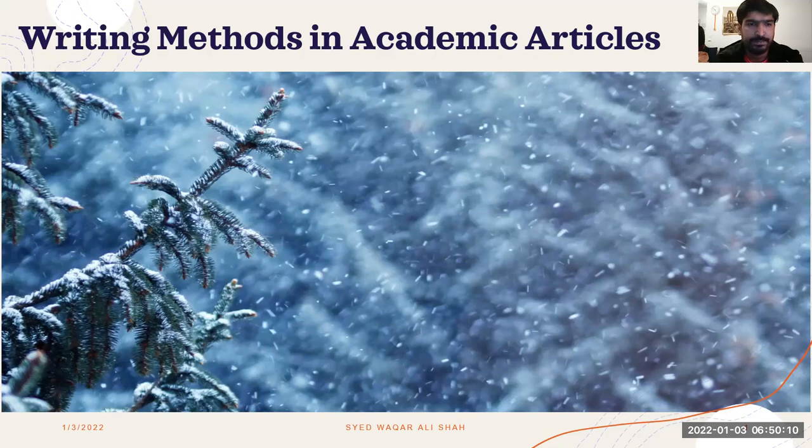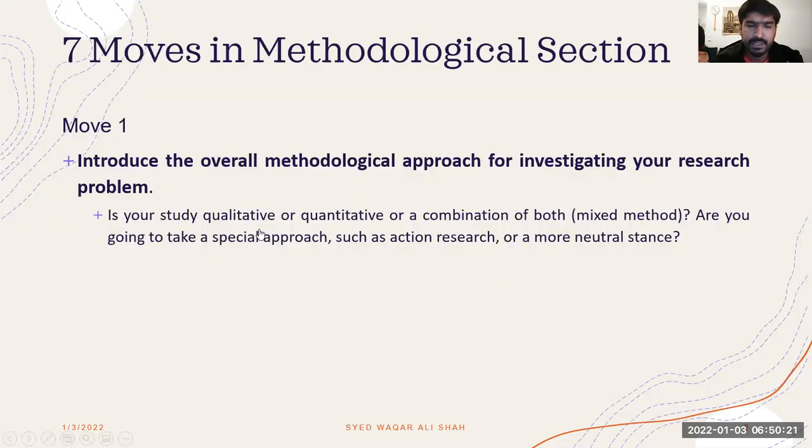So, considering that importance, in today's session we will see the different considerations that we can look into while writing academic articles. There are 7 very important moves in methodological sections that we need to look at, and we need to include them in our academic article.